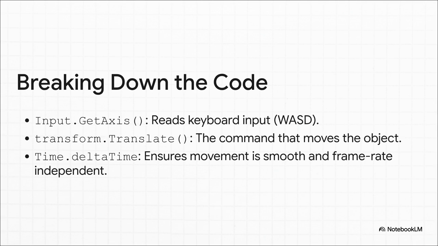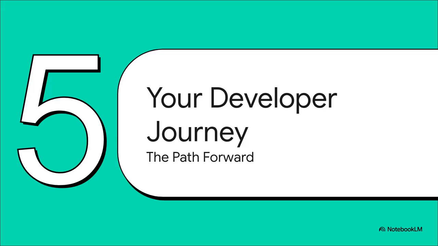This little bit of magic is so important. It makes sure your character moves at the same speed, whether the game is running on a super fast new computer or an older laptop. It keeps the movement smooth and fair for everyone. And just like that, you've done it. You've taken a static, boring cube and turned it into an interactive character. You've now grasped the absolute core loop of how things are made in Unity.